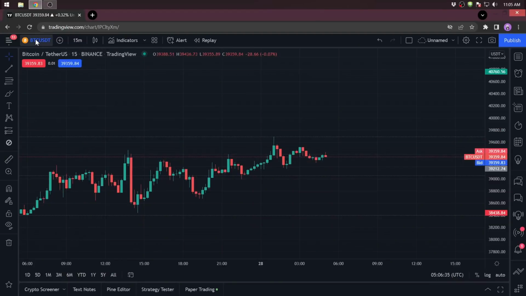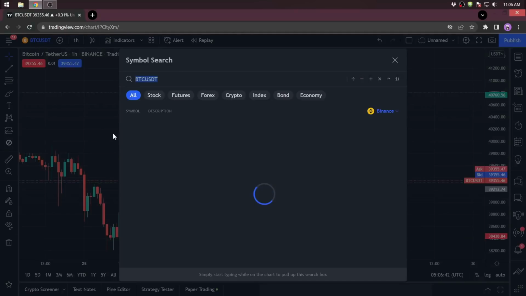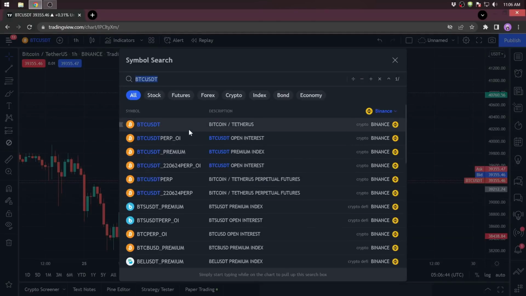So first I select Bitcoin USDT and the 1 hour time frame from the TradingView asset library. Right now I trade the cryptocurrency Bitcoin on Binance. So you must select your platform and asset from here because it's very important.